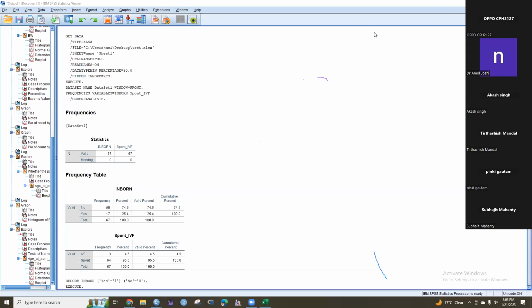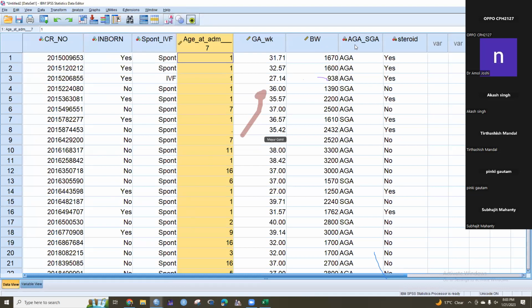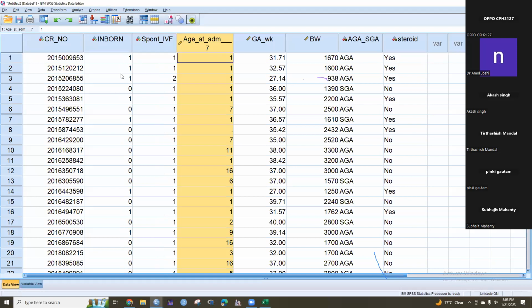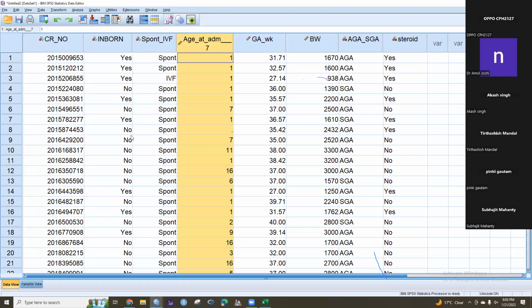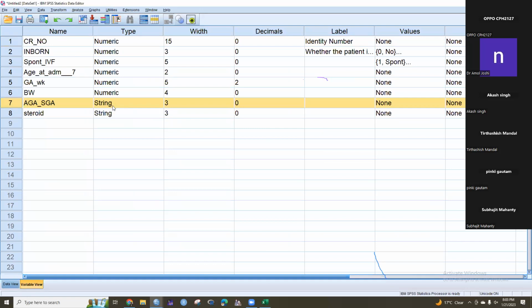So the question is how to convert this. I'm doing it for this AG and SGA because you can see when I'm clicking on this number, it is changing from numeric to label. But this AG and SGA is not changing. Okay, because it is a string nominal variable. So we have to convert it into numeric.